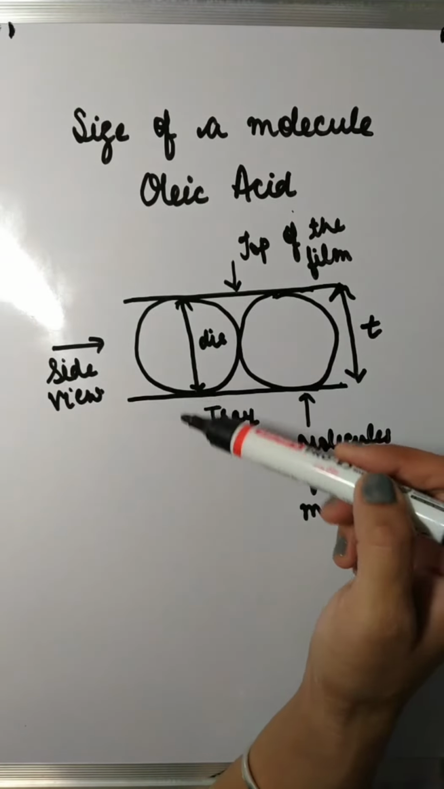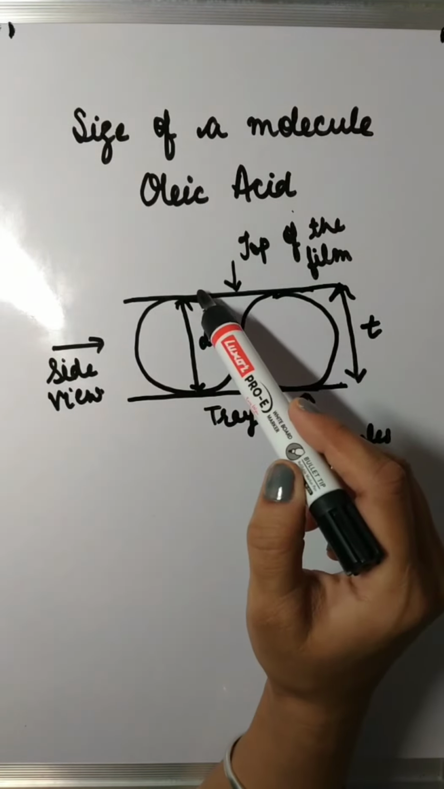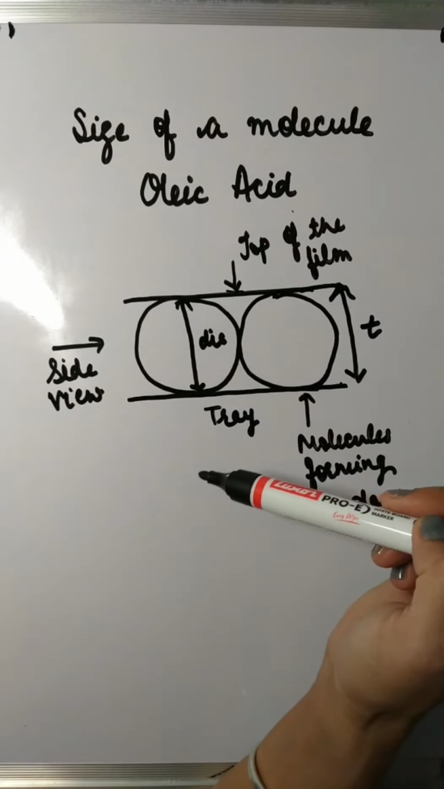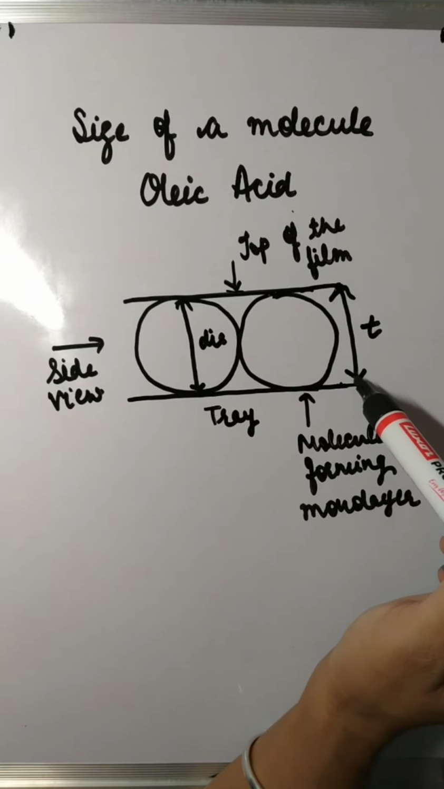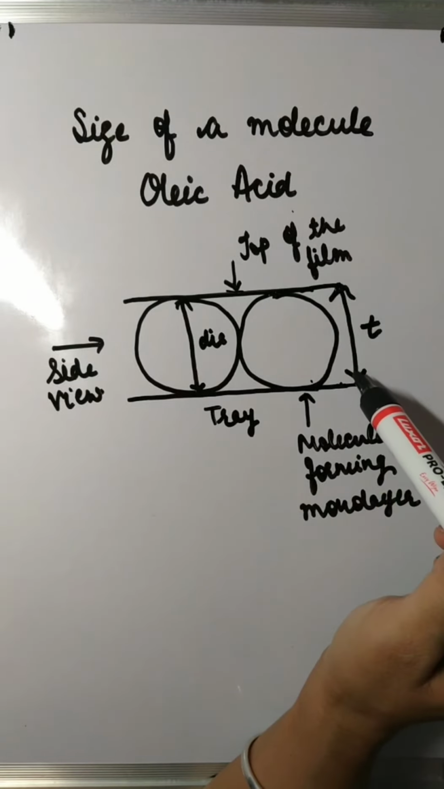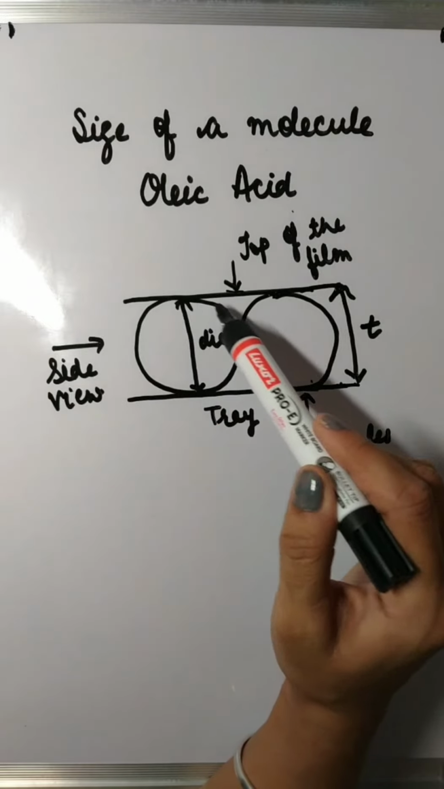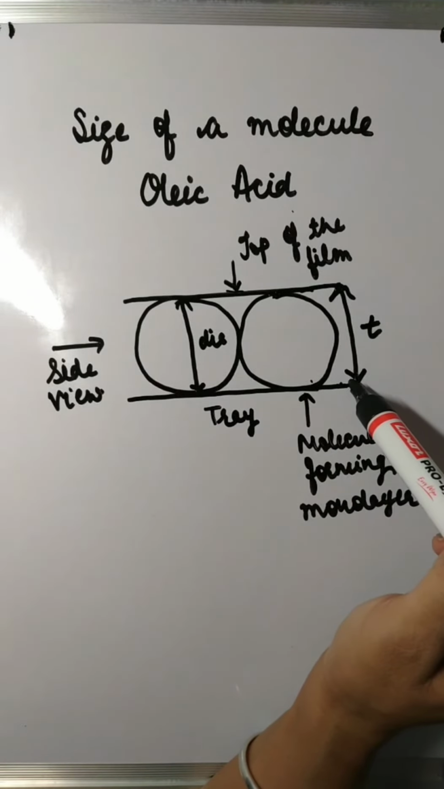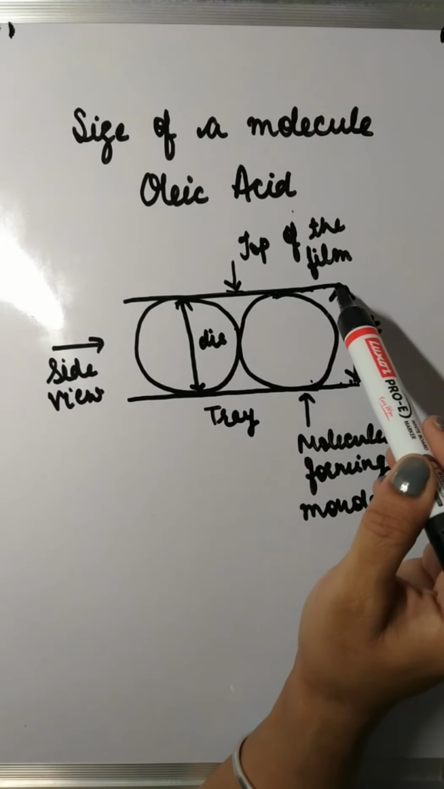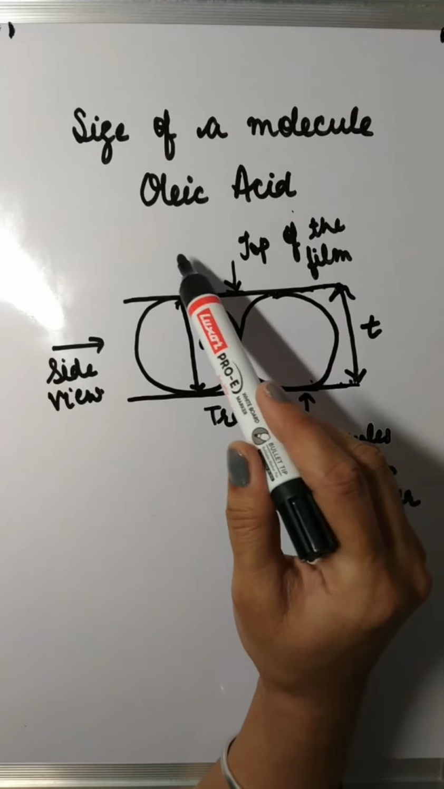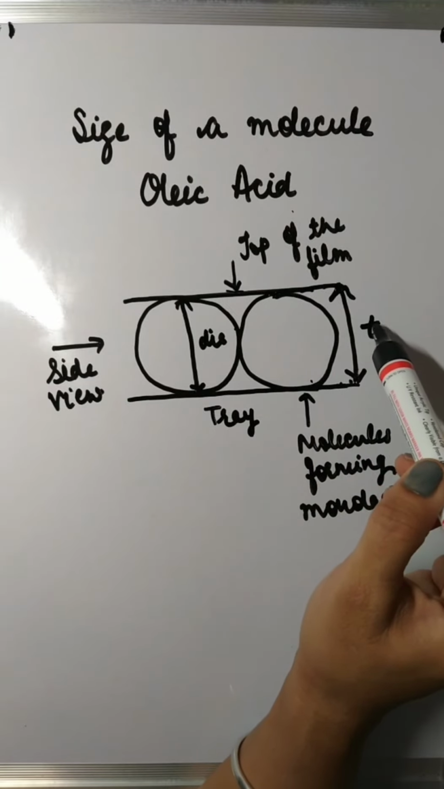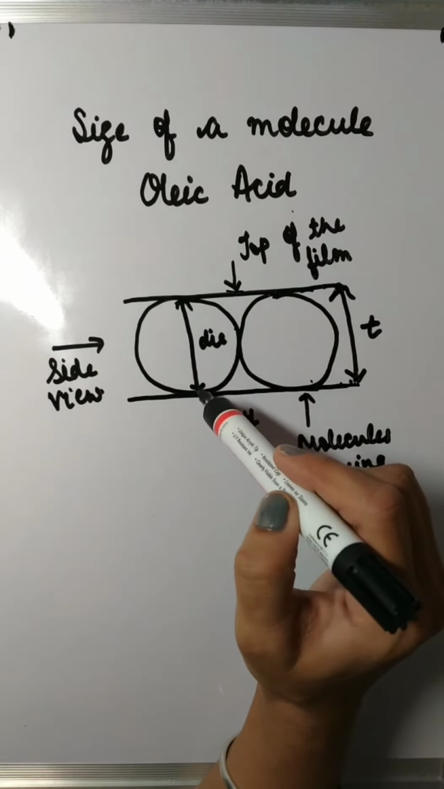So the view is a side view now. If this is the tray and this is the top of the film, and we are looking at the molecules from the side, this is the thickness of the film which is formed. Because this film consists of single molecules, the thickness of the film is equal to the diameter of the molecule. There are no other molecules on top of this. So if we find the thickness of the film, we can find the diameter of the molecule.